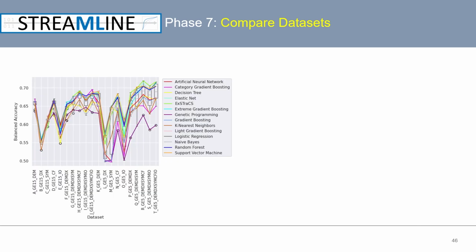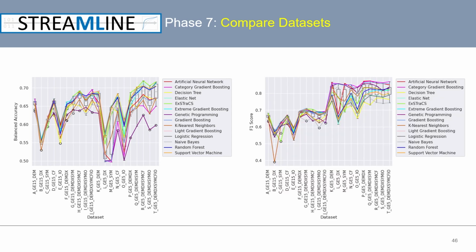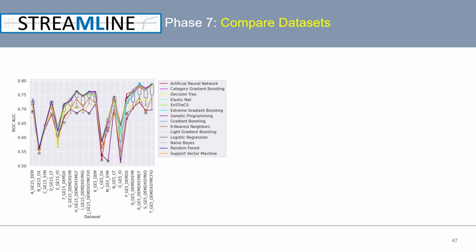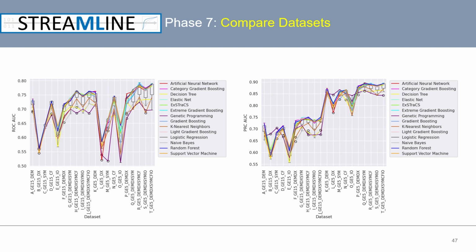Here we have a box plot comparing mean balanced accuracy across all algorithms and datasets. The 20 datasets on the x-axis of this plot are our 20 separate example obstructive sleep apnea datasets, using the 2 different AHI cutoffs to define class outcome and the 10 different combinations of feature categories. The colored lines for each algorithm show that algorithm's mean performance within each dataset. Here's a similar plot for the F1 score evaluation metric, and another for the ROC area under the curve metric, as well as the PRC area under the curve metric.